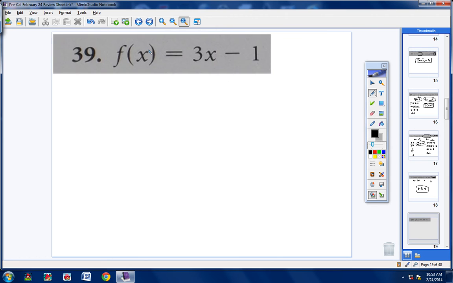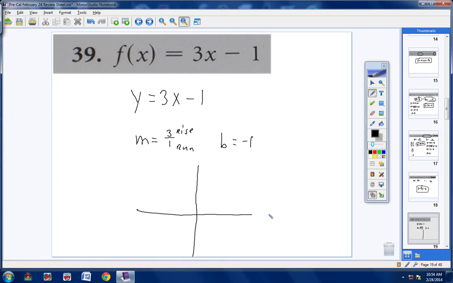Moving on to number 39. Now, numbers 39 and 43, the directions say graph the equation using the slope and the y-intercept, or in other words, the slope-intercept method. So this f of x just means y equals 3x minus 1. And so right away I know my slope is 3. Now I'm going to put 3 over 1 because I want to have a rise number and I want to have a run number, rise over run. My y-intercept is -1. So I can do this pretty quickly.